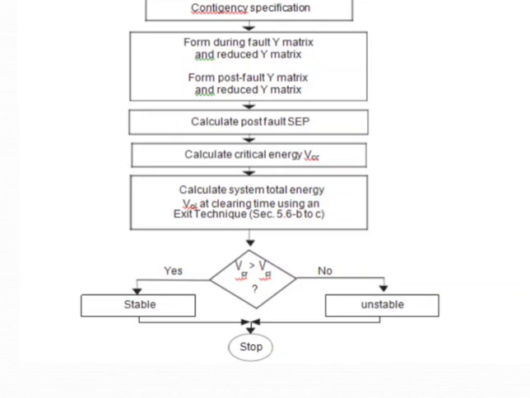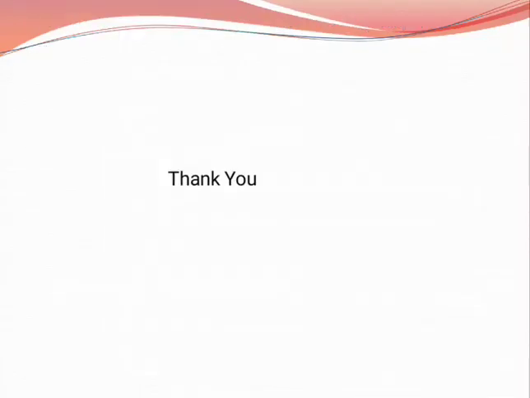Here VCR and VCL are compared. If VCR is greater than VCL, then the system is stable. If VCR is less than VCL, then it is unstable, and the calculation stops at that point. So this is the model I wanted to discuss in this video lecture. In the next video lecture, we will talk about the state estimation part. Thank you.